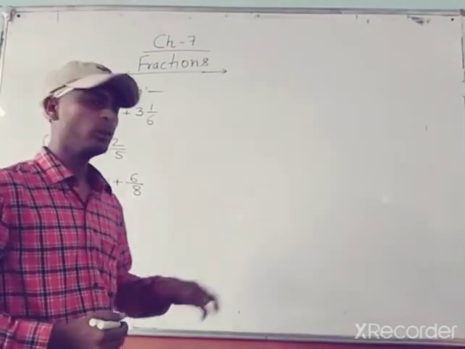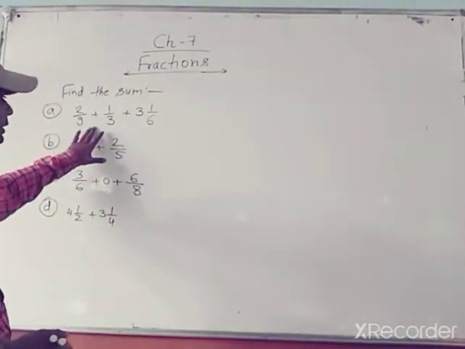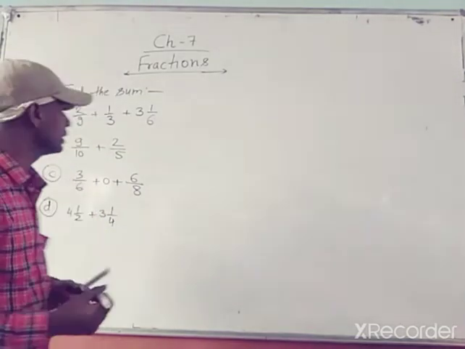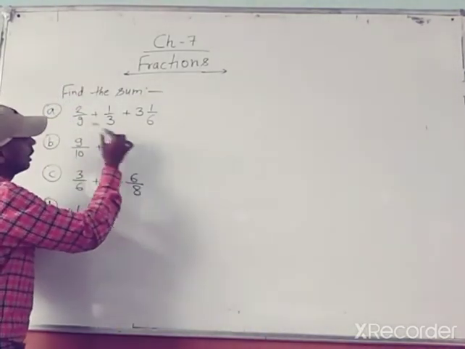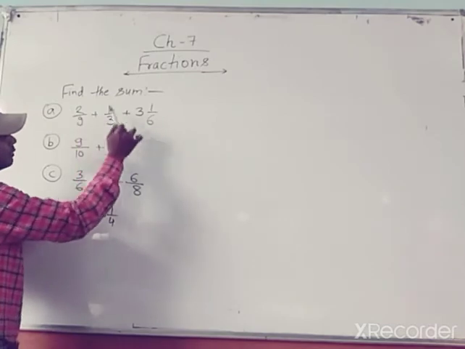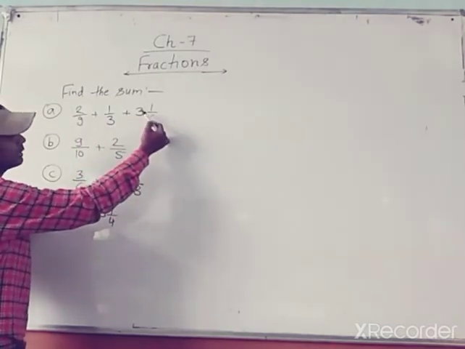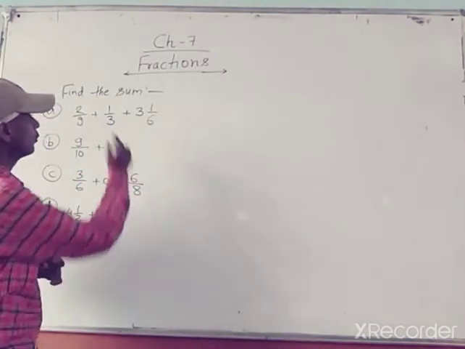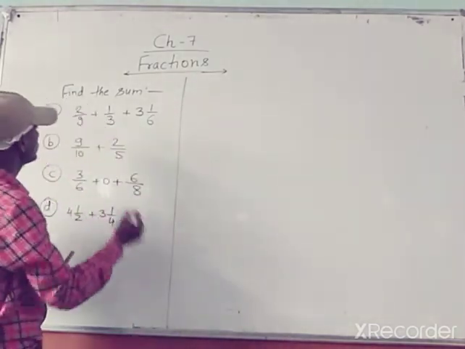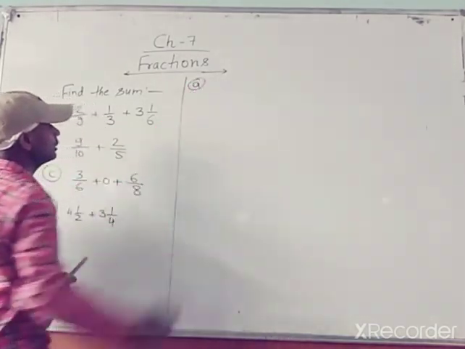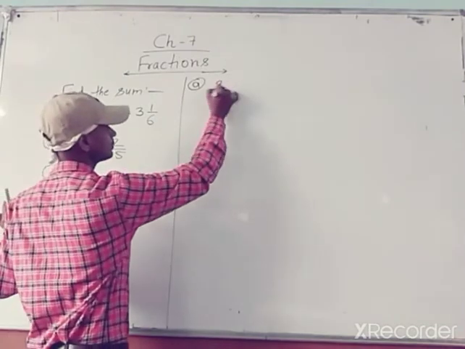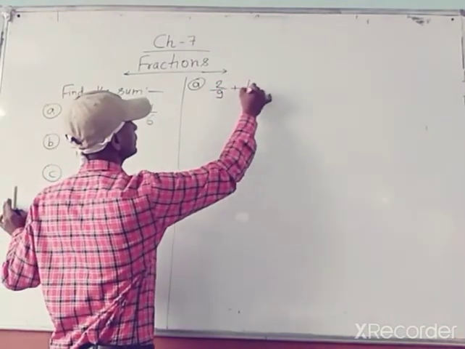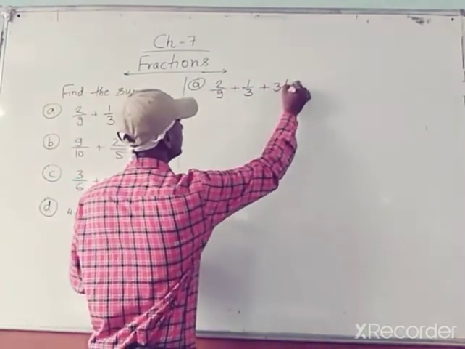Now I am going to solve some questions based on addition of fractions. So the first question: 2 by 9 plus 1 by 3 plus 3 whole number 1 by 6. Find the sum of these fractions. So I am going to solve the first one, 2 by 9 plus 1 by 3 plus 3 1 by 6.